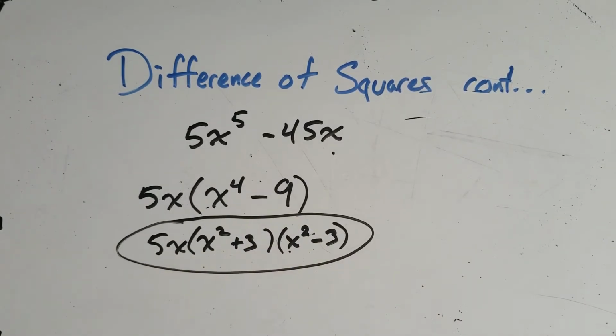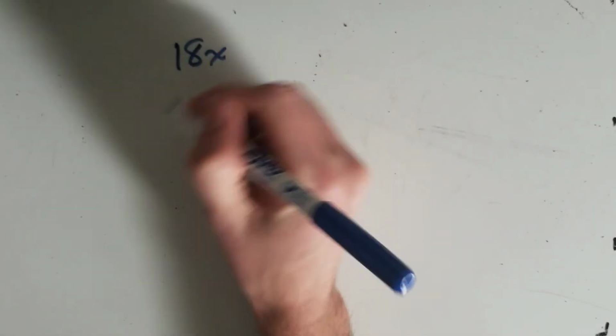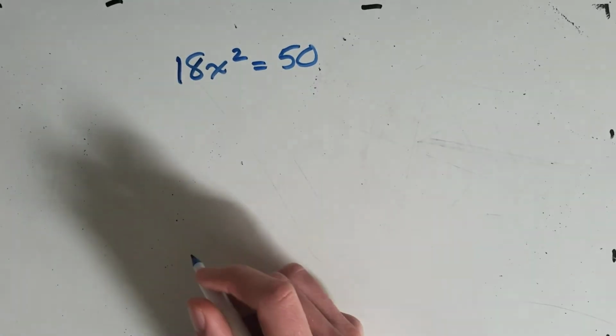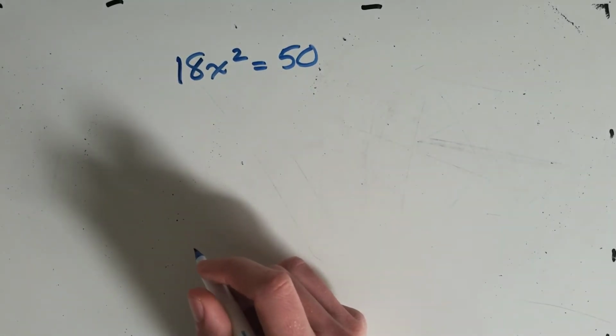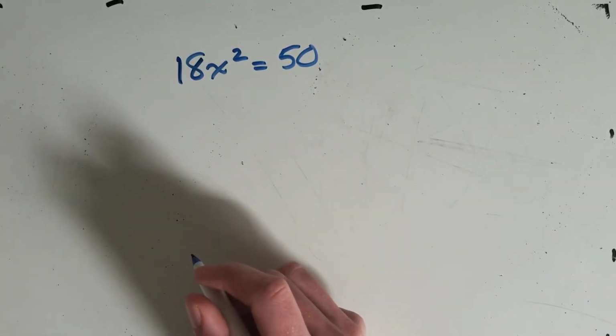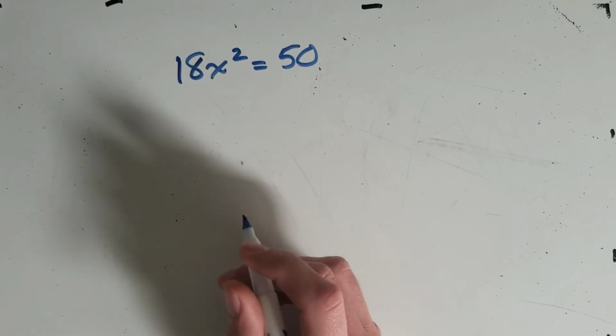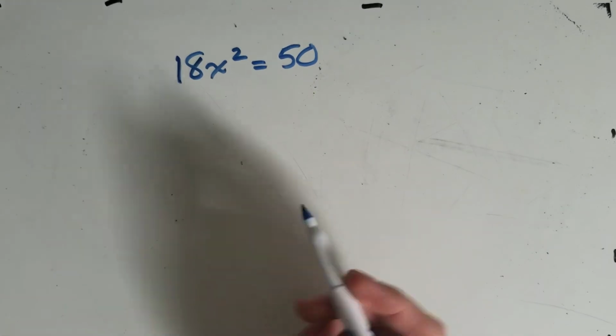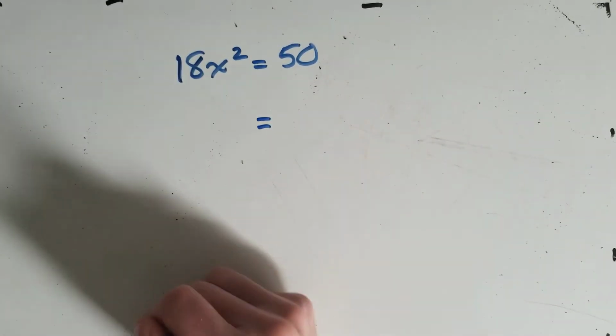Okay, so let's do a couple of equations, now incorporating some difference of squares, and we'll put in some of the old methods that we should still feel comfortable with. Our first equation is 18x squared equals 50. We want to solve for what values of x are going to make this work. So our first thing we should do, and the only method we've talked about so far, is using the zero product property, which means we need one side to equal 0.